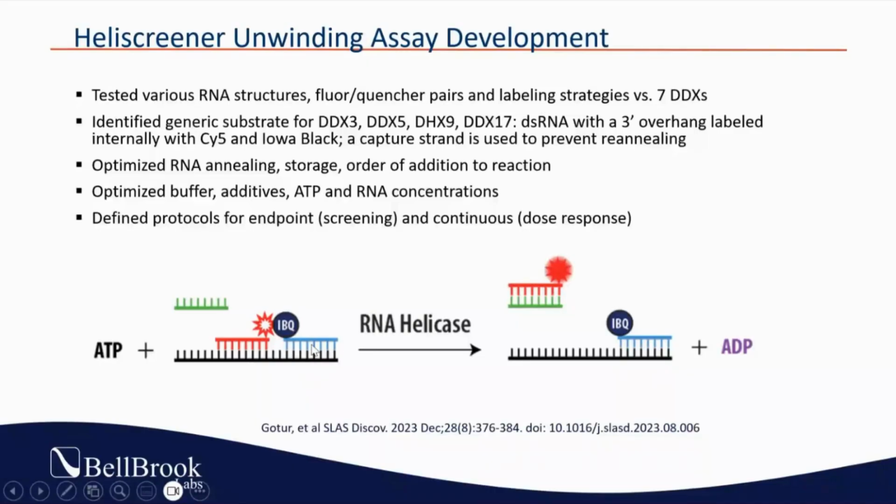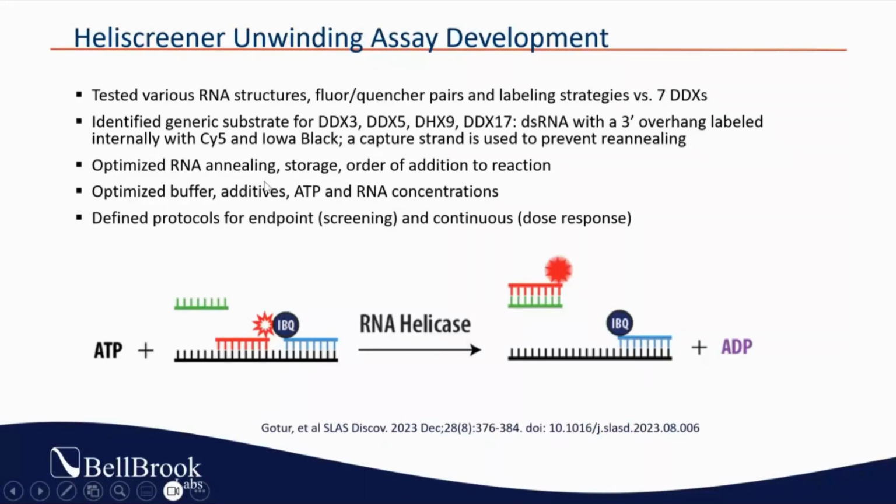So it's a double-stranded RNA, really a triplex, with a 3' overhang, and then labeled here at the joint point with an Iowa Black quencher and a Cy5 fluor. And so when the RNA helicase causes displacement of that strand, you get the dequenching and you get a nice fluorescence response. And then we use this capture strand here to prevent re-annealing of the fluor to the template. So it's a stable signal.